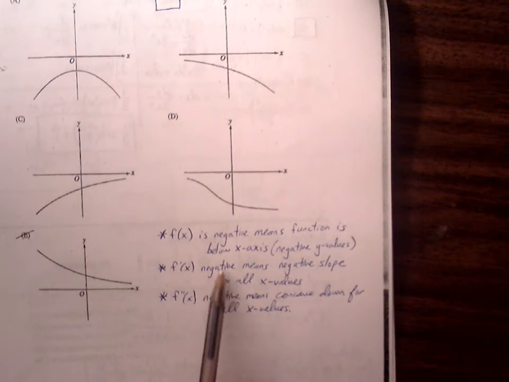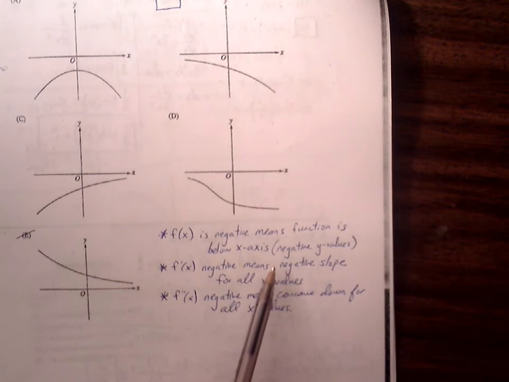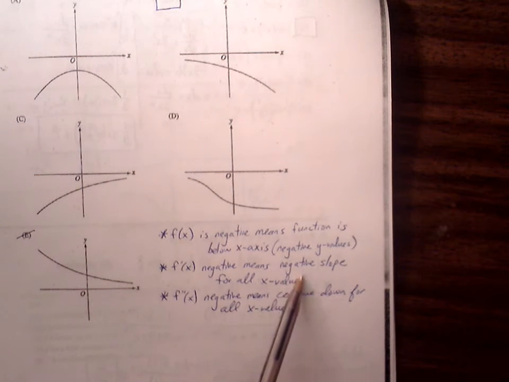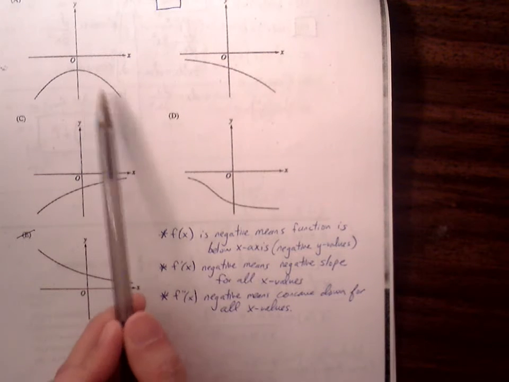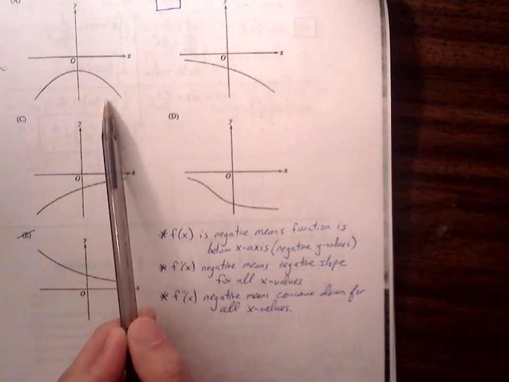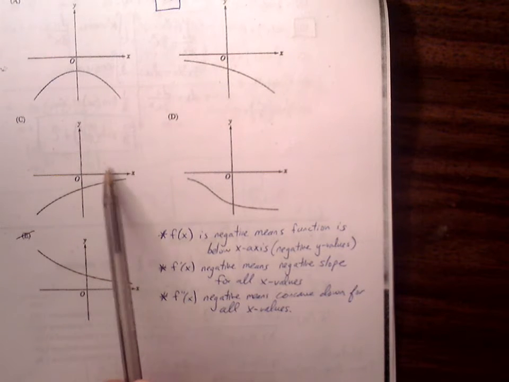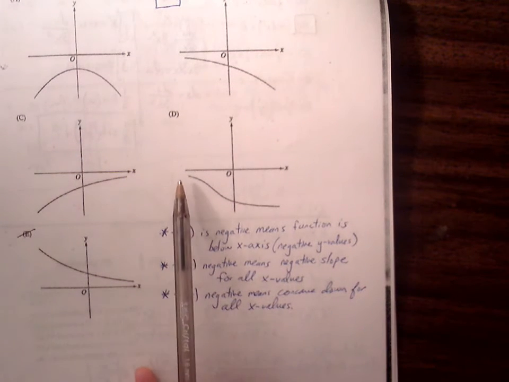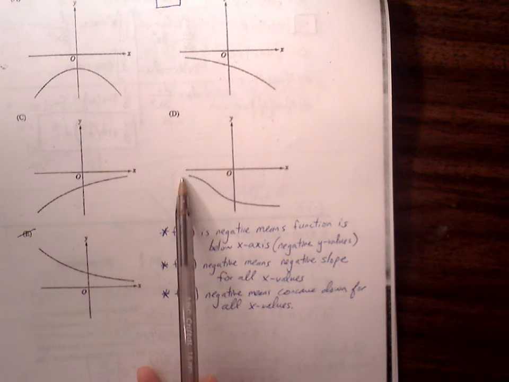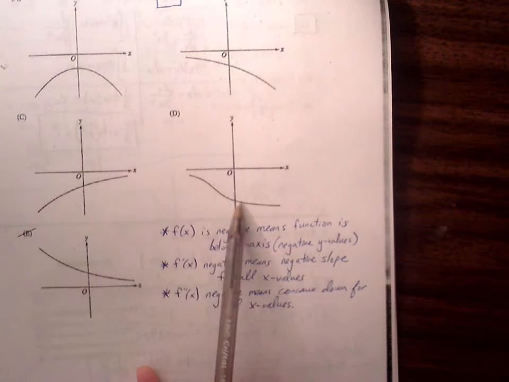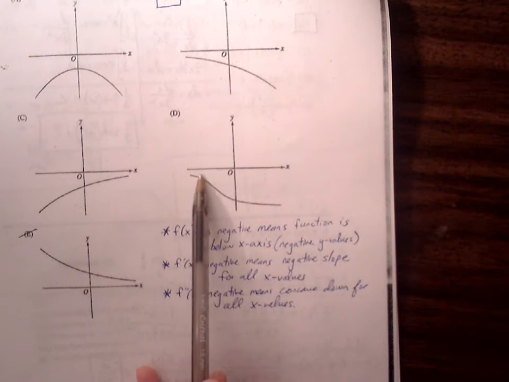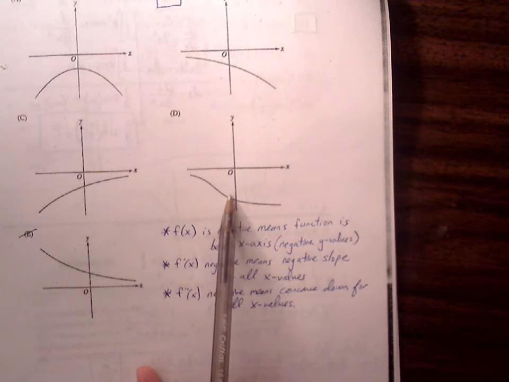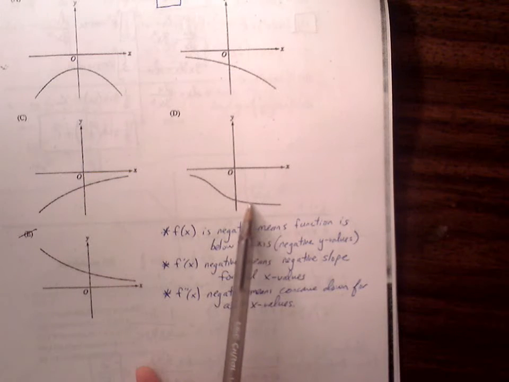What f prime negative means is that our graph should always be displaying a negative slope. So we can take A out, we can take C out because we don't see a negative slope all the way through. And then the final statement, f double prime is negative, means that our graph has to constantly show concave down. So this is out because even though this is decreasing and it's below the x-axis, we see that this portion is concave down, but then it switches to concave up. You see that? That's a concave up there.